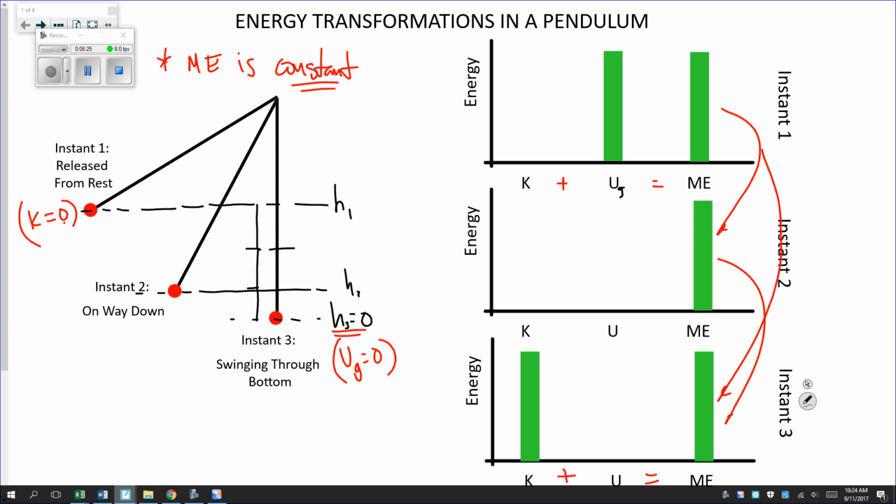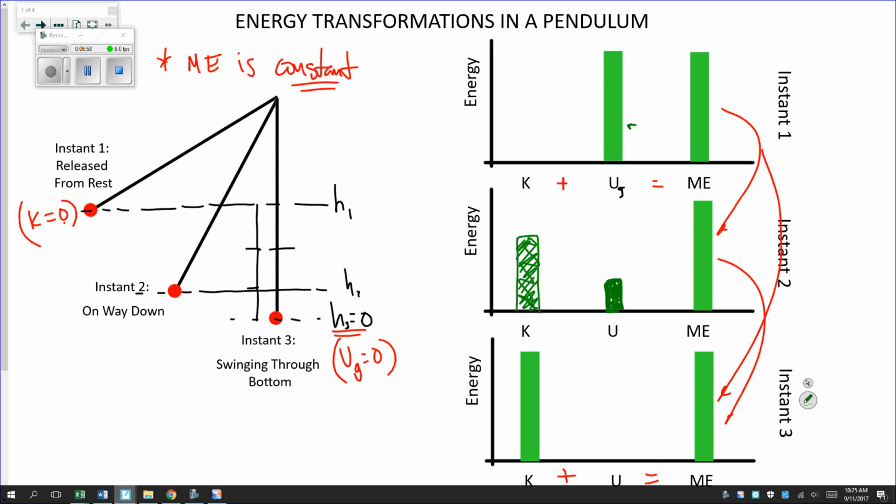That would say that there's reasonably maybe like a third as much U_G here as there is at instant 1. So there's like a reasonable bar graph for U_G for instant 2, and that means that the rest of it, the other 2/3 of the energy, must be of the form K. Yeah? Fair enough?